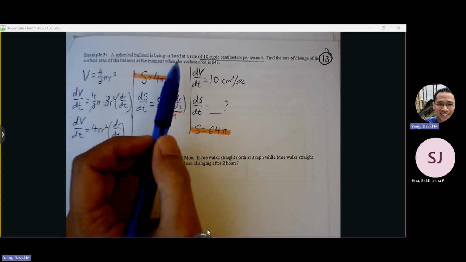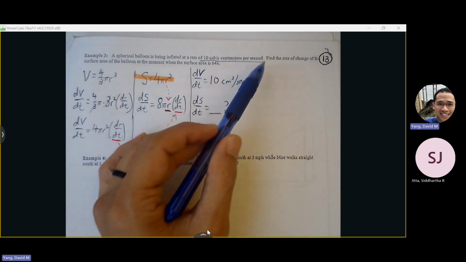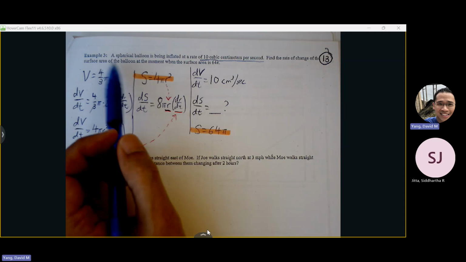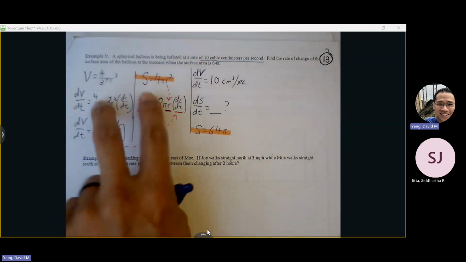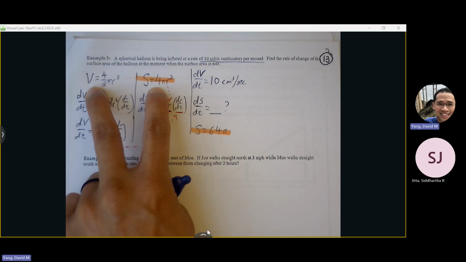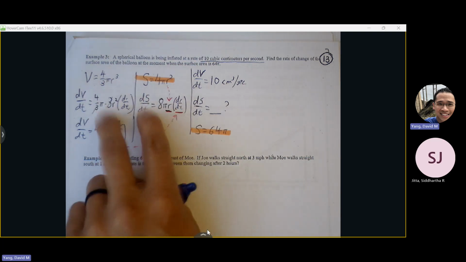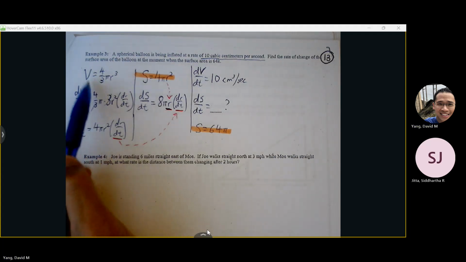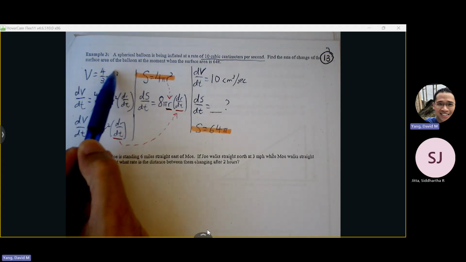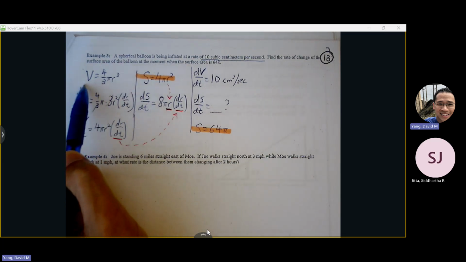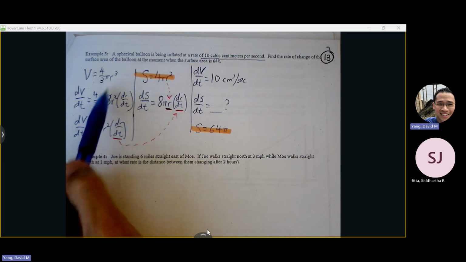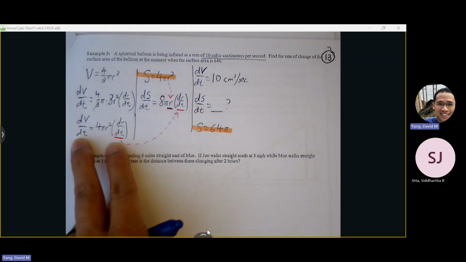A spherical balloon is being inflated at a rate of 10 cubic centimeters per second. Find the rate of change of the surface area of the balloon at the moment when the surface area is 64 pi. So if I gave this problem to you, I'll give you the formulas here, volume and surface area. We know we have to involve the derivatives, so I went ahead and found each of the derivatives. The derivative for r cubed is 3r squared. So V becomes dV/dt, r becomes dr/dt. Clean all that up, and we get dV/dt equals 4 pi r squared dr/dt.